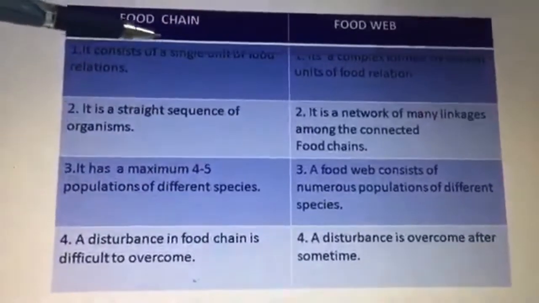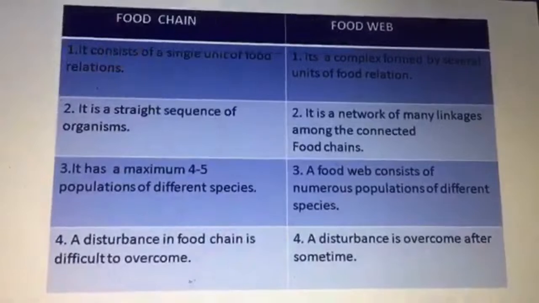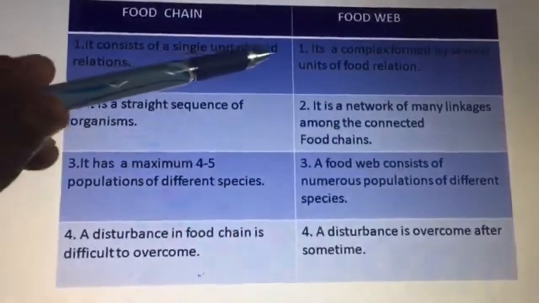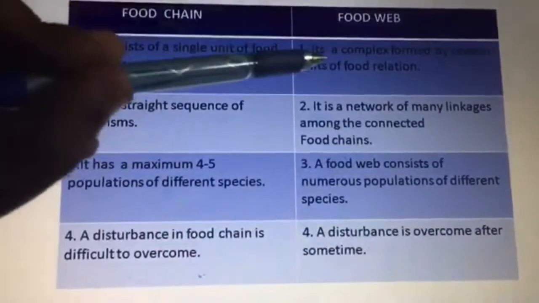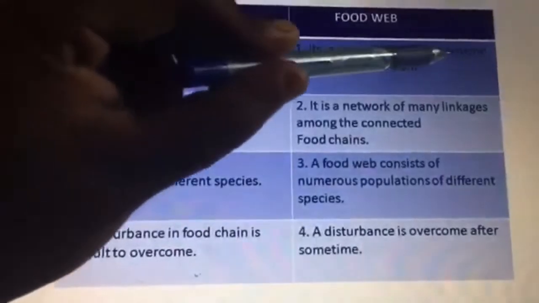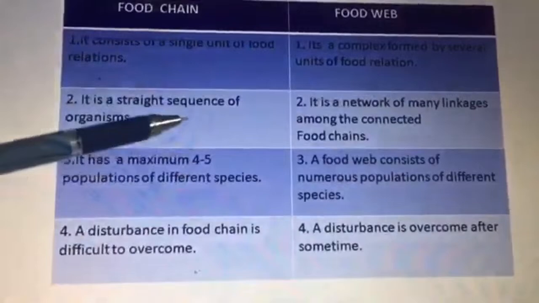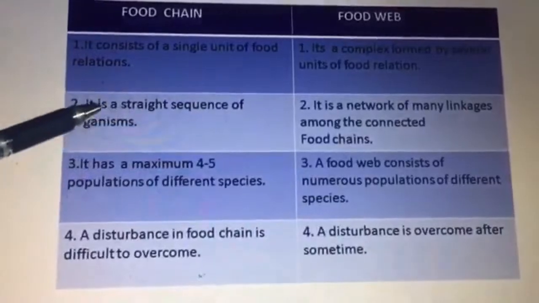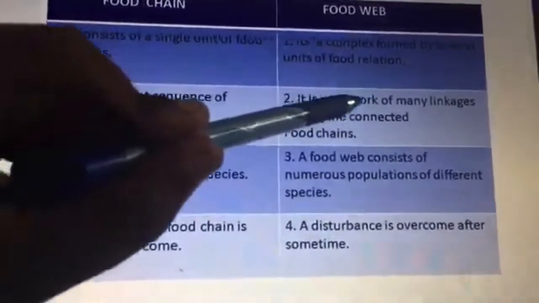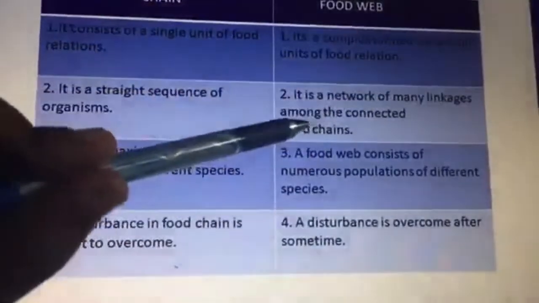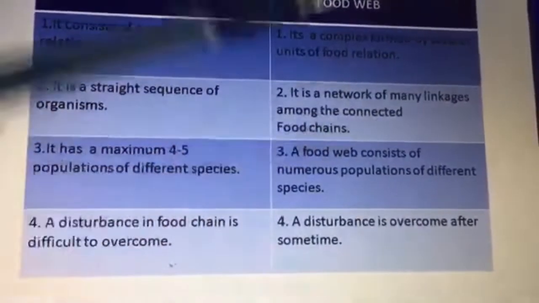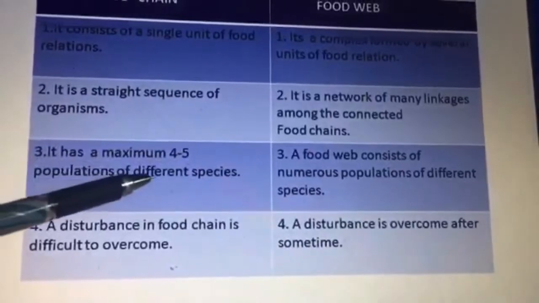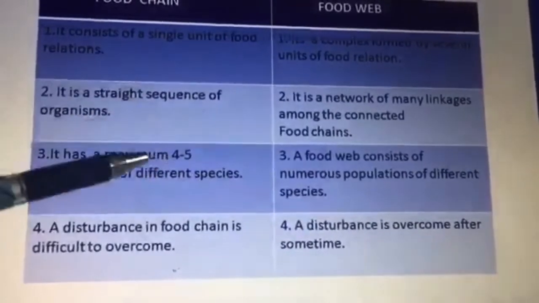Now differentiate between food chain and food web. The food chain consists of a single unit of food relations, only a single unit is present. The food web is a complex formed by several units of food relation. Here single unit, here complex. A food chain is a straight sequence of organisms. Here, a food web is a network of many linkages among the connected food chains. Many links are there. A food chain has a maximum of 4 to 5 populations of different species. Only 4 to 5 populations here.